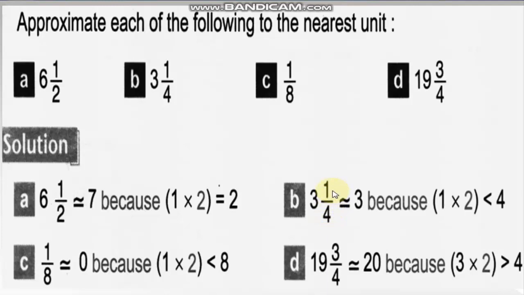3 and a quarter. We'll multiply the numerator by 2. 1 times 2 equals 2. 2 is less than 4, so we'll keep the whole number with its value. So 3 and a quarter became number 3.